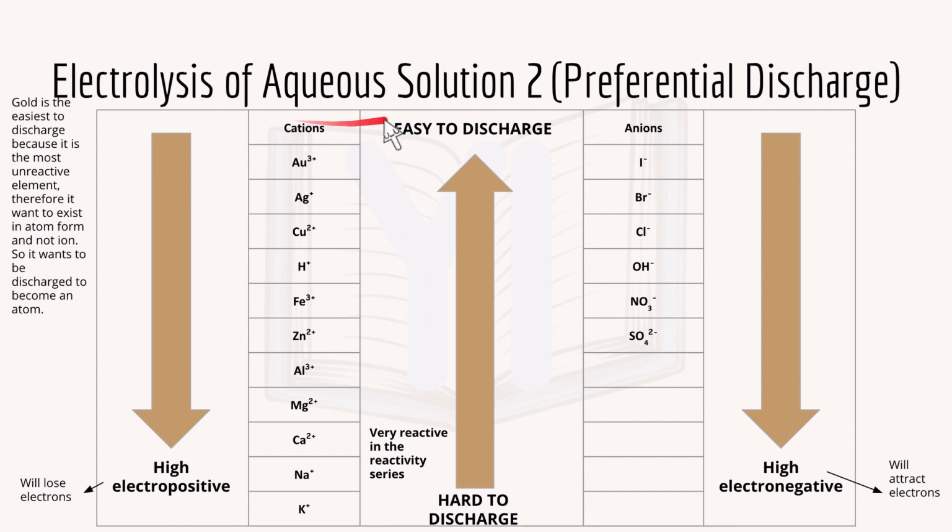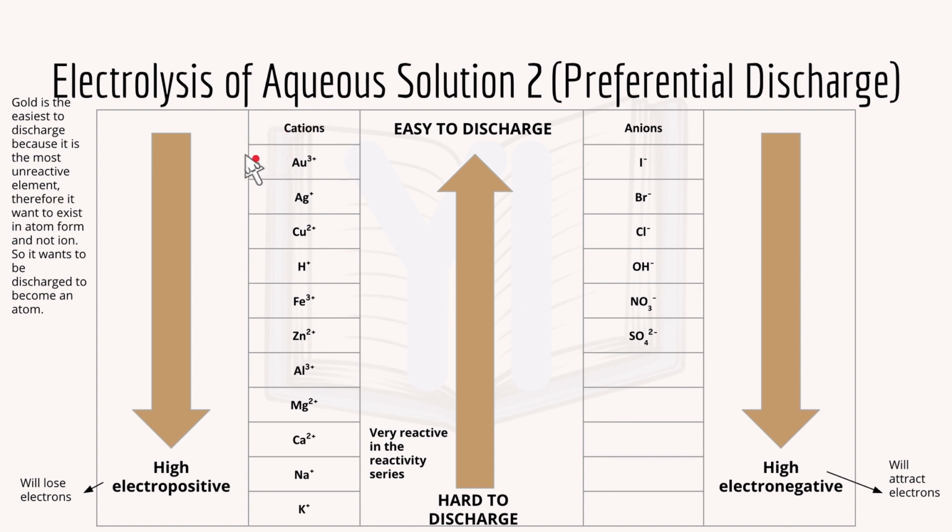We have the cations and anions. Here's easy to discharge and hard to discharge. If you look closely at the relationship, you can see that it's the inverse of the reactivity series. Gold, Au, right here, is the easiest to discharge, but it's the least reactive in the reactivity series. Gold is the easiest to discharge because it is the most unreactive element. Therefore, it wants to exist in atom form and not in ion form, so it wants to gain electrons to become an atom, and so it would be discharged.